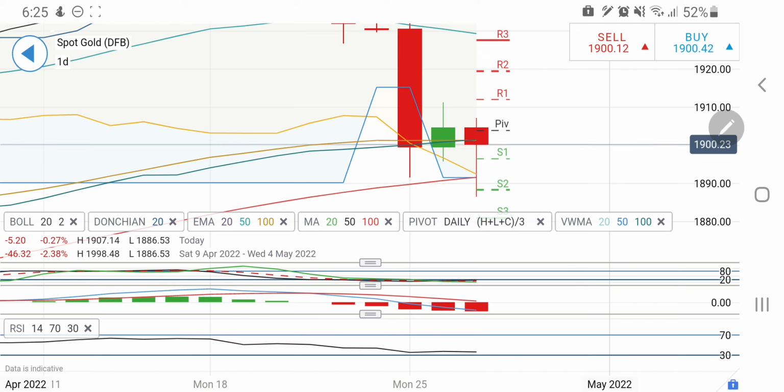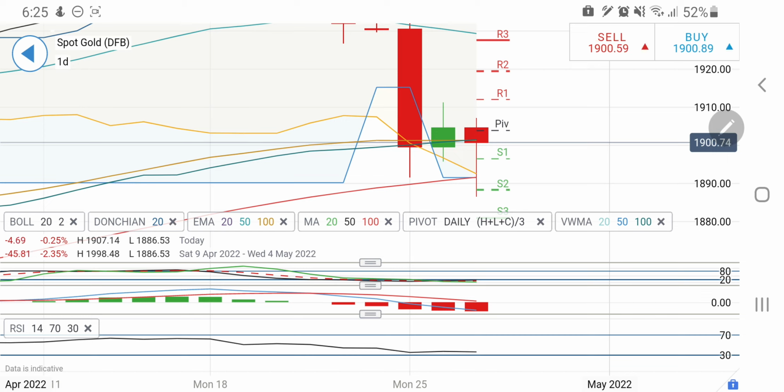So till the time it remains below 1910, and we have to be cautious between 1895 and 1910. Don't take a position in between these 15 points. Any rise above 1910, you can go long there. One can expect 1915, 1920, 1922 levels.